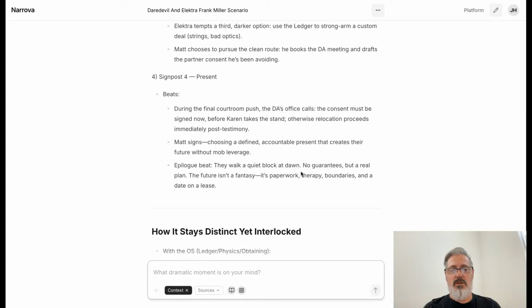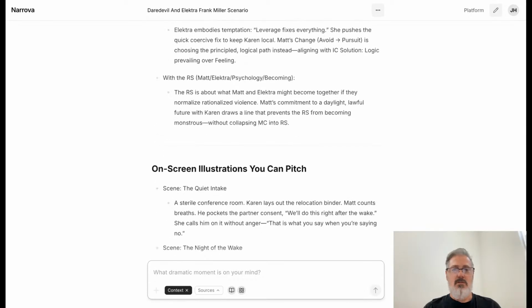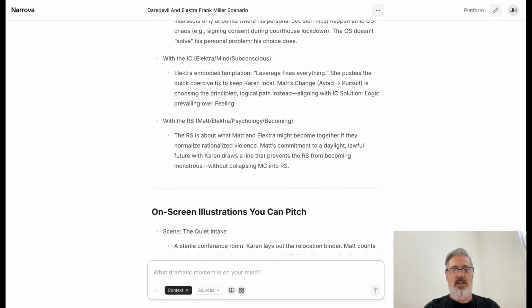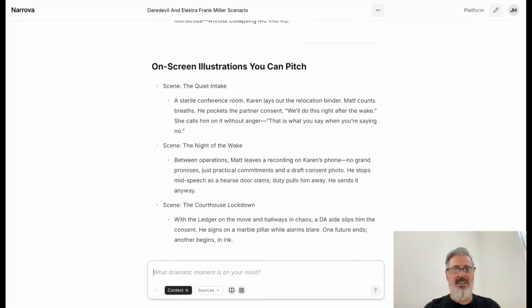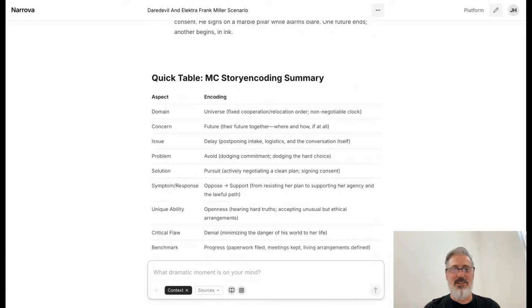Okay, they walk a quiet block at dawn. No guarantees, but a real plan. The future isn't a fantasy. It's paperwork, therapy, boundaries, and a date on a lease. All right. That actually worked quite good. That'll be really fun too with Elektra there. My 14-year-old self is really excited about this.